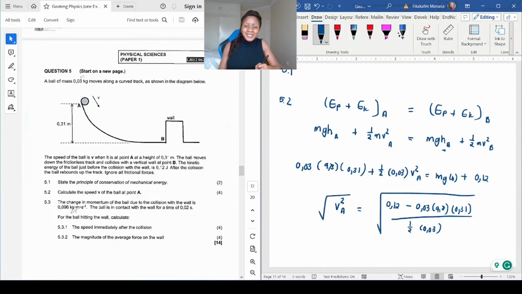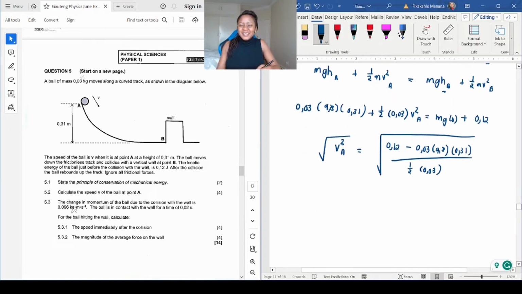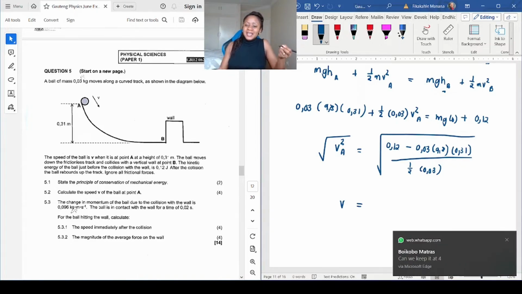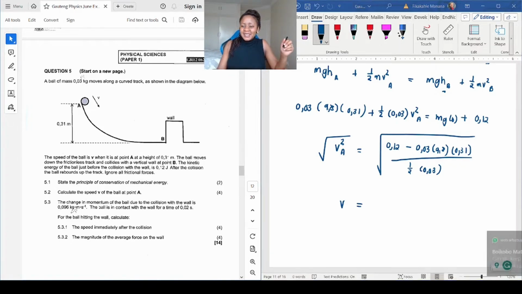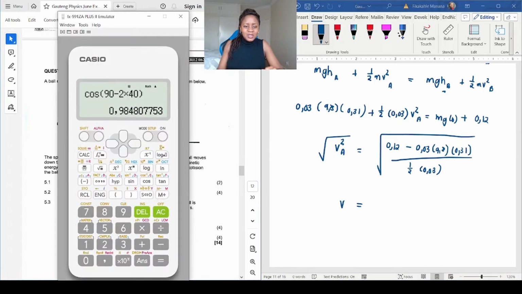This can be dangerous when you just write everything all at once and put it all in the calculator. Sometimes it's best if we calculate step by step, or if you're like me, risking it all, you just put everything under the square root and hope for the best. So 0.12 minus 0.03 multiplied by 9.8.